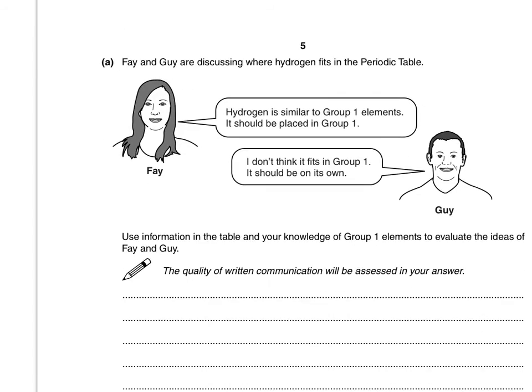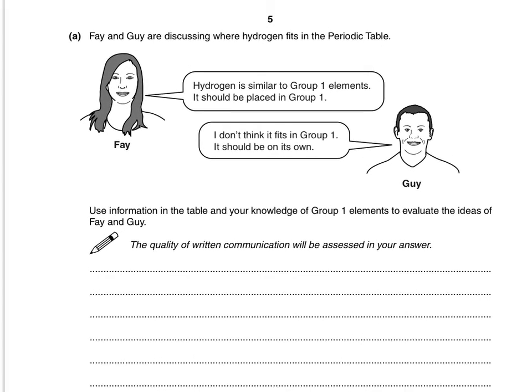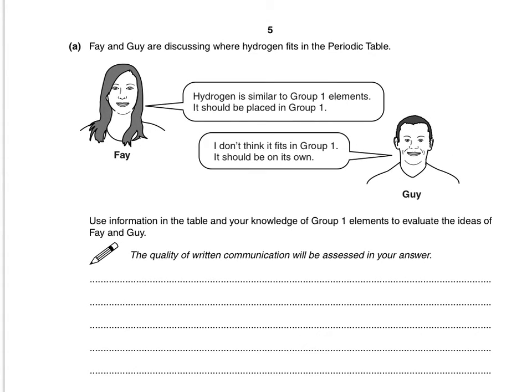Now the question is this: Faye and Guy are discussing where hydrogen fits in the periodic table. Faye is suggesting it should be placed in group 1, as it sometimes is on periodic tables, and Guy is thinking it doesn't fit into group 1, it should be on its own. So use information in the table and your knowledge of group 1 elements to evaluate the ideas of Faye and Guy.